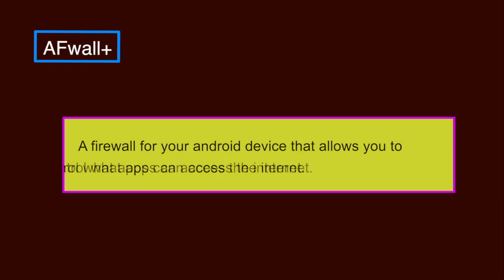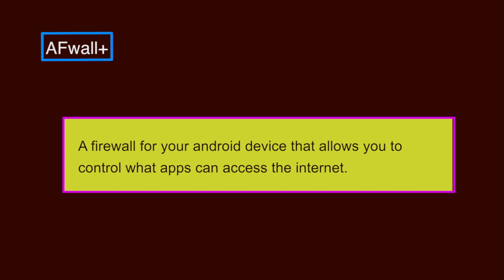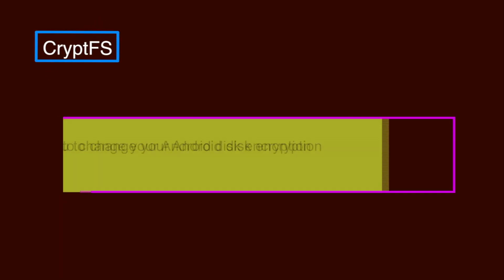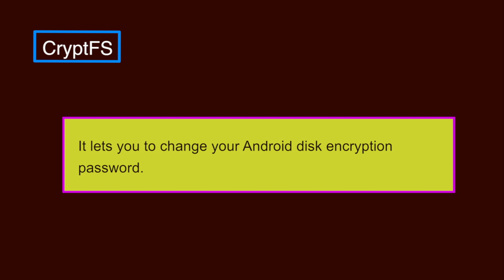AFWall+. It is a firewall for your Android device that allows you to control what apps can access the internet. CryptFS. It lets you change your Android disk encryption password, meaning you can have one passphrase to decrypt the phone when you turn it on and a different one to unlock the phone during normal use.